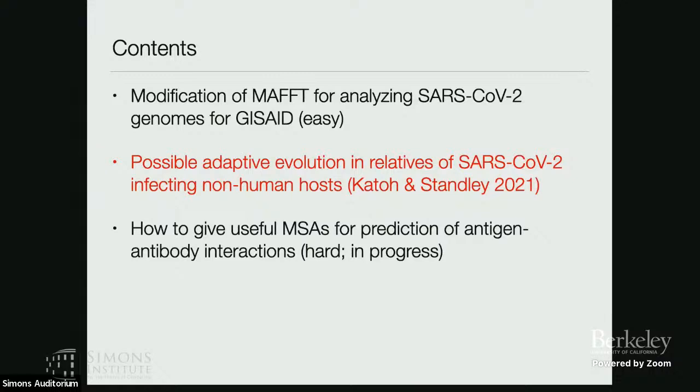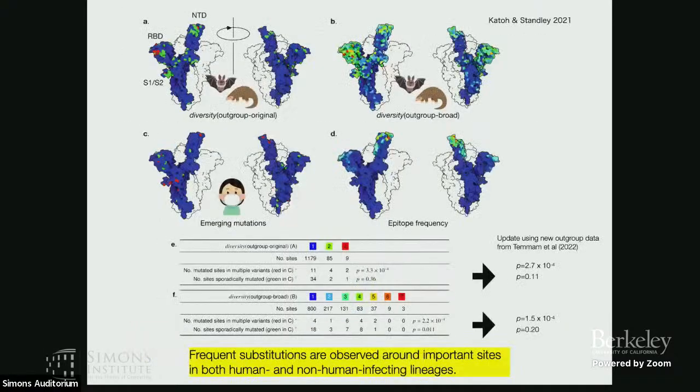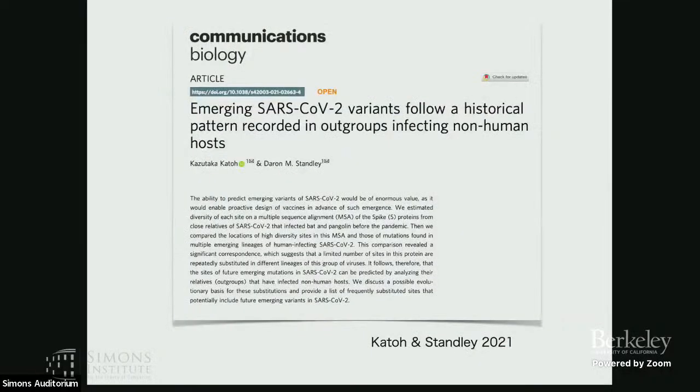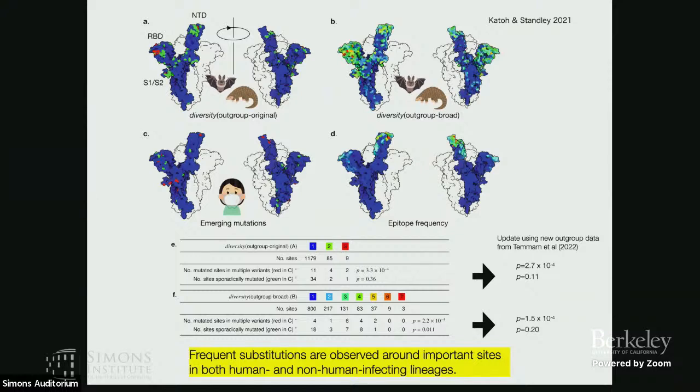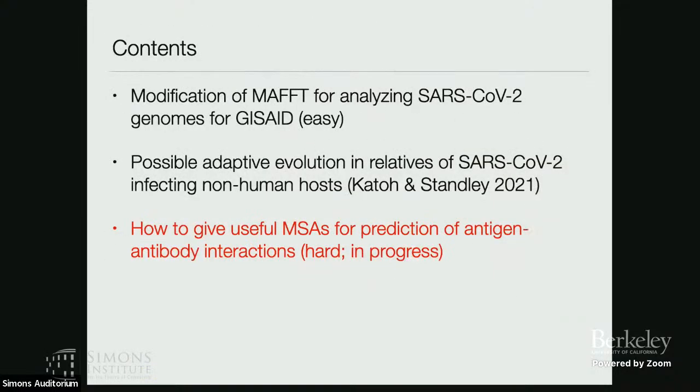The second topic is evolutionary analysis of coronavirus. We published in the last year, 2021, possible adaptive evolution in relatives of SARS-CoV-2 infecting bat and pangolin. I will skip this part because time is not enough. Here's our paper. Our conclusion is that relatives of SARS-CoV-2 infecting non-human hosts would have useful information to clarify the mechanism of infection. And probably we concluded probably there was adaptive evolution in outgroups, bat and pangolin, relatives of SARS-CoV-2 infecting bat and pangolin. I will move to the last topic.